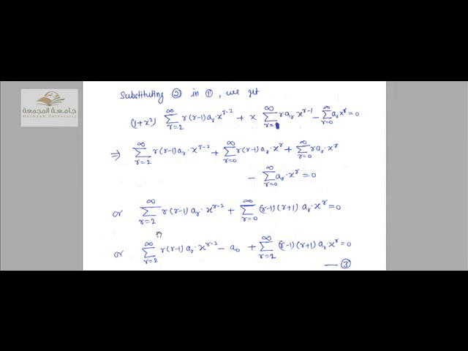which is equal to 0, or summation r is equal to 2 to infinity r(r minus 1) a_r x to the power r minus 2 minus a naught plus summation r is equal to 2 to infinity (r minus 1)(r plus 1) a_r x to the power r is equal to 0, equation number 3.